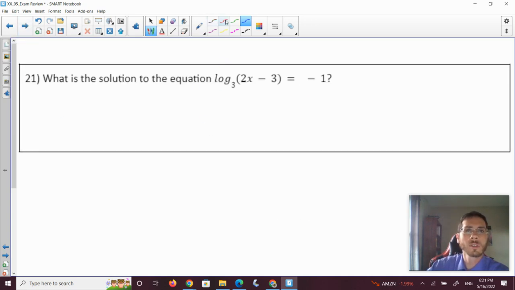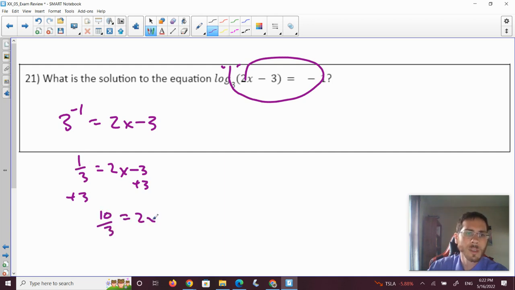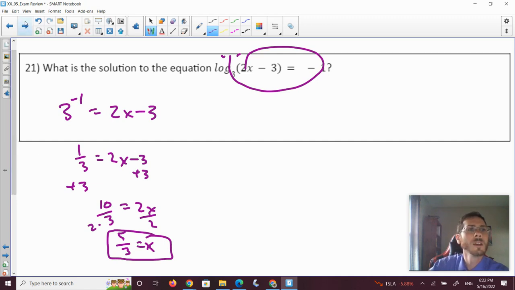For 21, what's the solution to this equation? It's a log equation, so we're going to use the snail again to convert it. So we get 3 to the negative 1 power equals 2x minus 3. Well, 3 to the negative 1 power is 1/3. But from here, it's pretty nice. We'll add 3 to both sides. So 1/3 plus 3 is 10/3, because that's 9/3 plus 1 more third equals 2x. Divide both sides by 2. That's going to be 5/3 equals x. All right, so that's it with that one too. Pretty quick equation to solve. Not too bad.